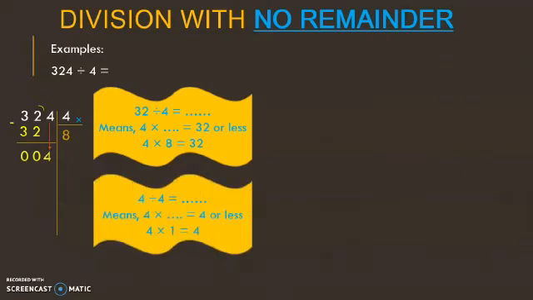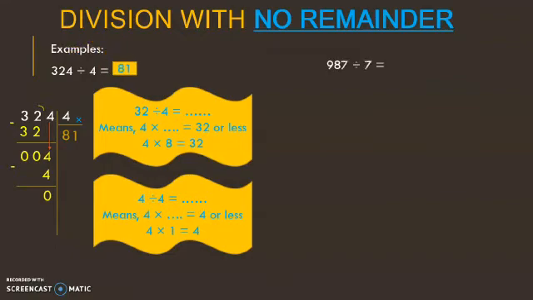Then I divide. 4 divided by 4 means 4 times what gives me 4 or less? 4 times 1 is equal to 4. I write 1, then multiply. 1 times 4 is equal to 4. And the answer is 0. Here we can see that there is no remainder. The whole answer is 81.